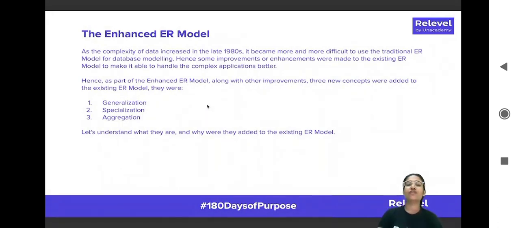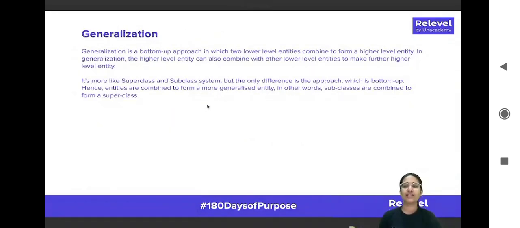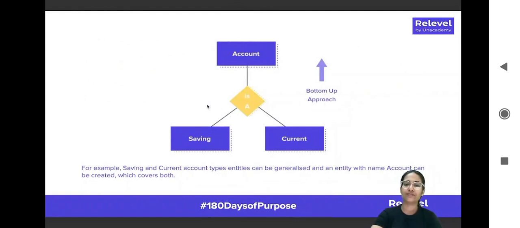Earlier it was very difficult to represent, but now with the advent of generalization, specialization and aggregation, it became very easy. So let's quickly recap what we did. First, we talked about generalization, which is a bottom-up approach. Specialization is a top-down approach. In generalization, you combine lower-level entities to make higher-level entities. In specialization, you take a higher-level entity and break it down into lower-level entities.